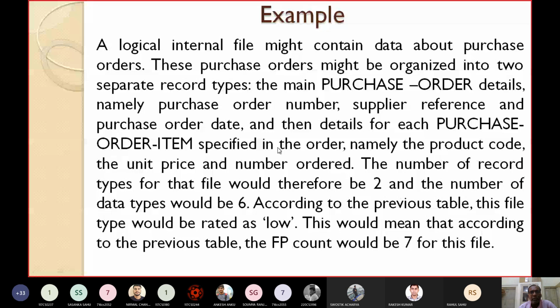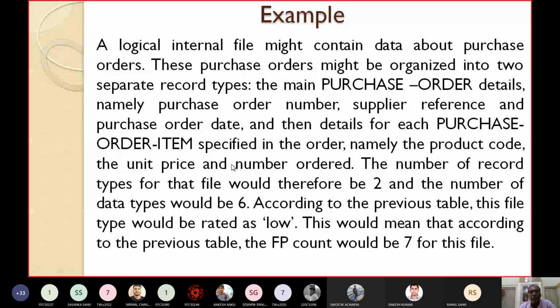So that means we have seen this file consists of two records, and this purchase order record has 3 data types: purchase order number, supplier reference, and purchase order date. The purchase order item record also has 3 data types: product code, unit price, and number ordered.